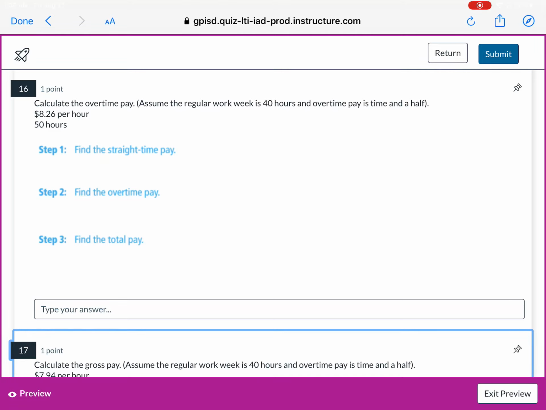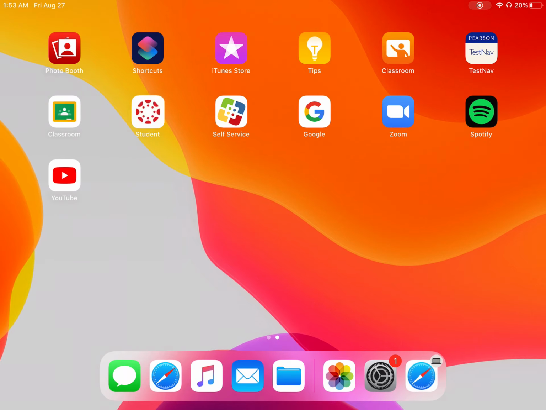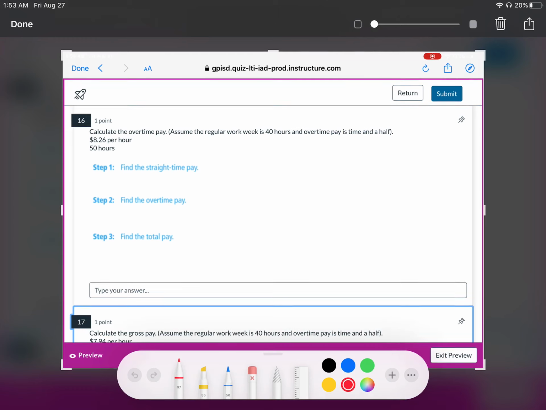So I'm going to do 16 just so we can do it one more example together. And then the rest you are going to have to do on your own simply because all of our numbers are going to be different. All right, so number 16 says calculate the straight time pay. No, sorry.